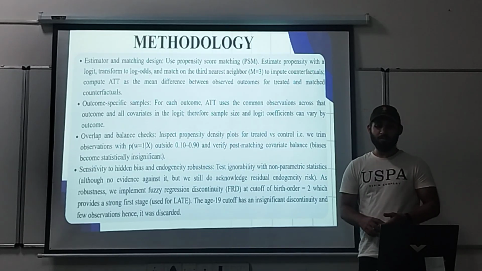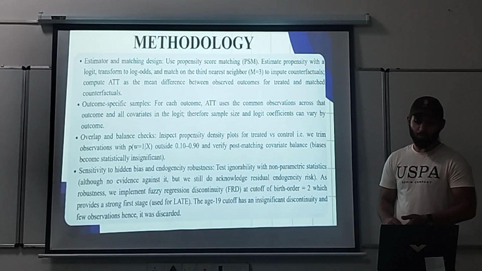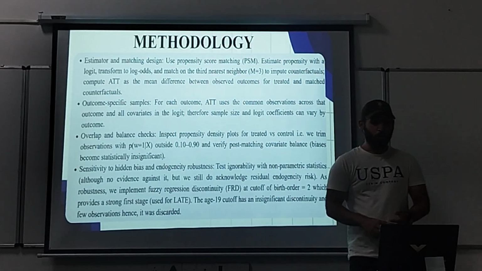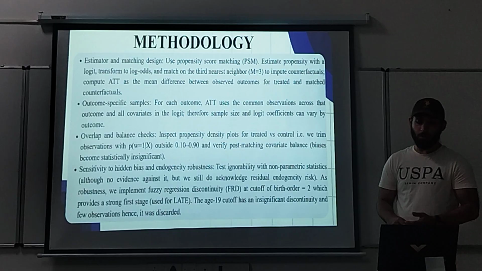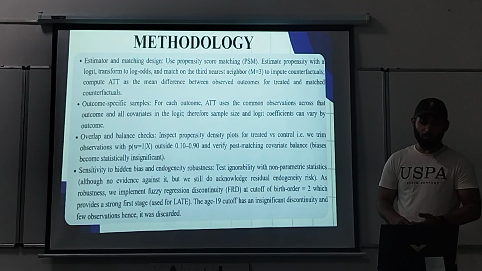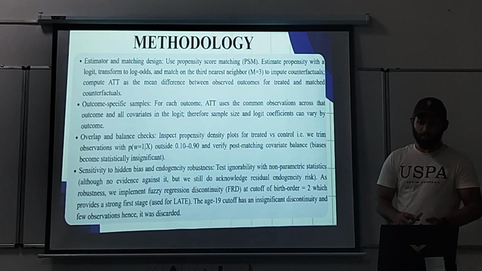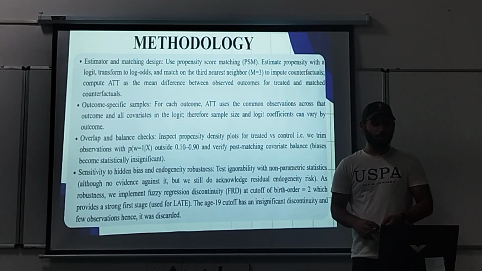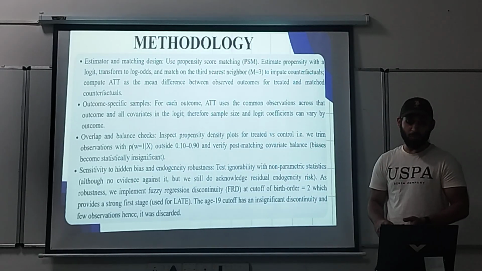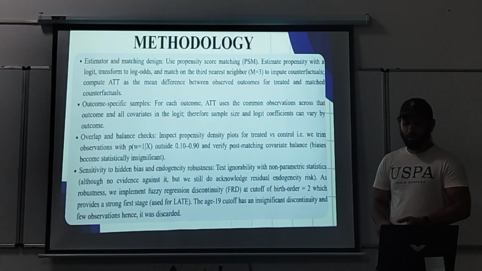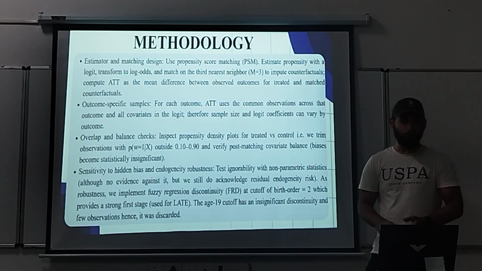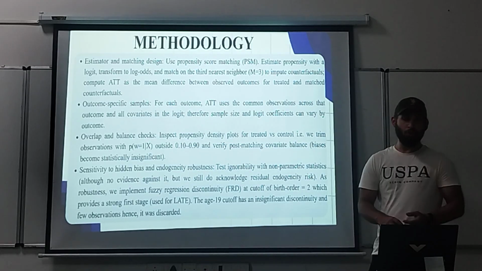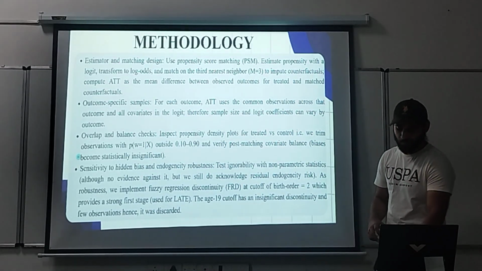While we have no evidence suggesting violation of the ignorability assumption, we do acknowledge the potential for residual endogeneity. To address this, we implement fuzzy regression discontinuity, which takes advantage of the birth order eligibility rule, that is a cutoff at birth order equal to 2. This provides a strong first stage useful for estimating the local average treatment effect. However, the age 19 cutoff had an insignificant discontinuity, so that has been discarded due to the lack of meaningful observations.